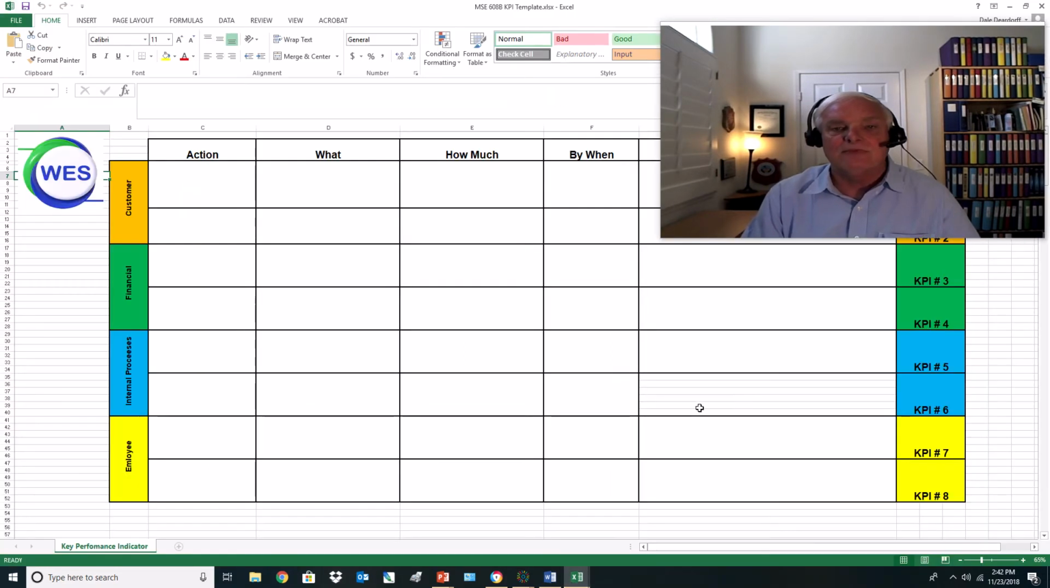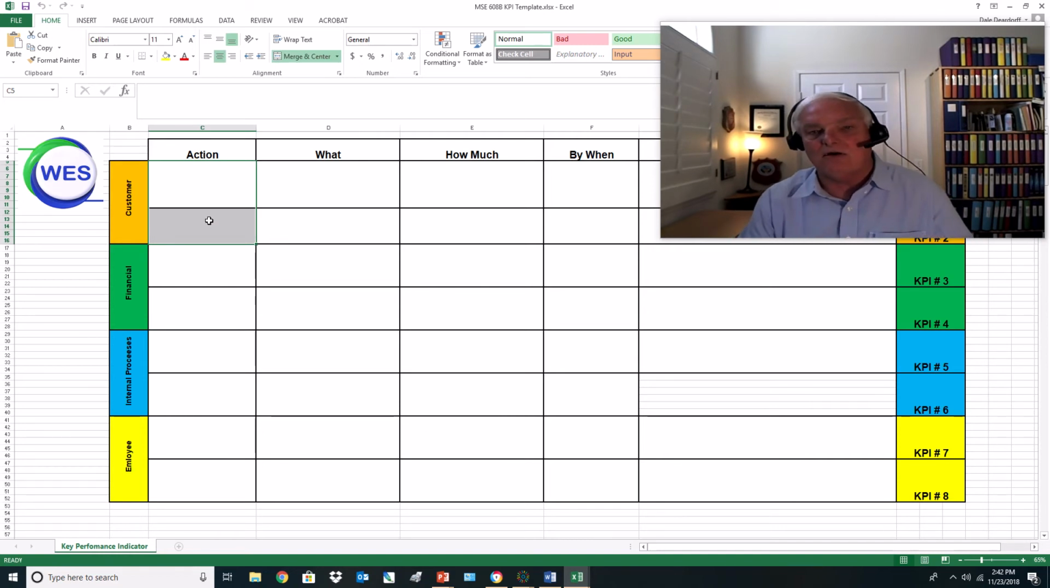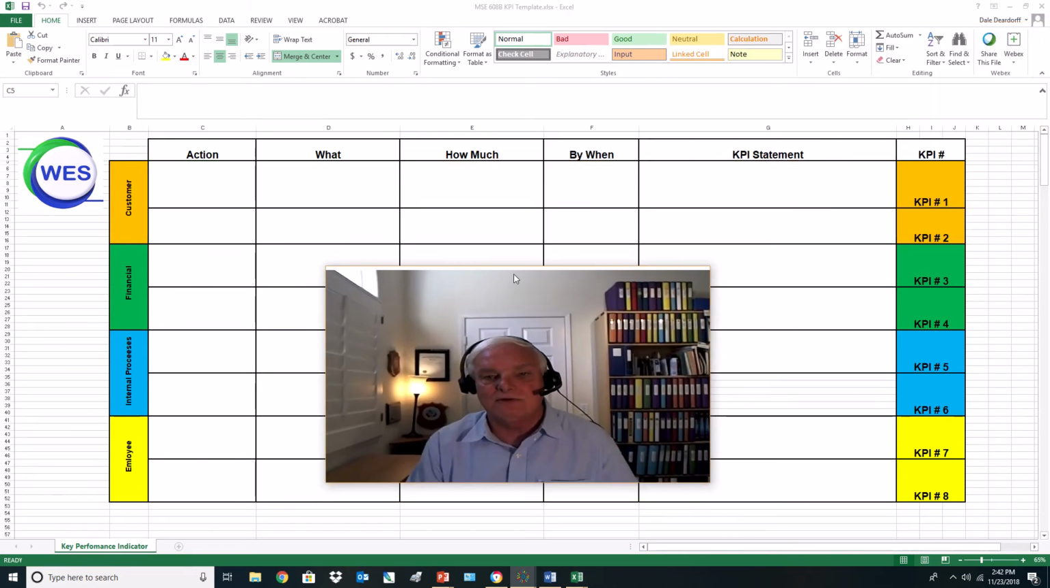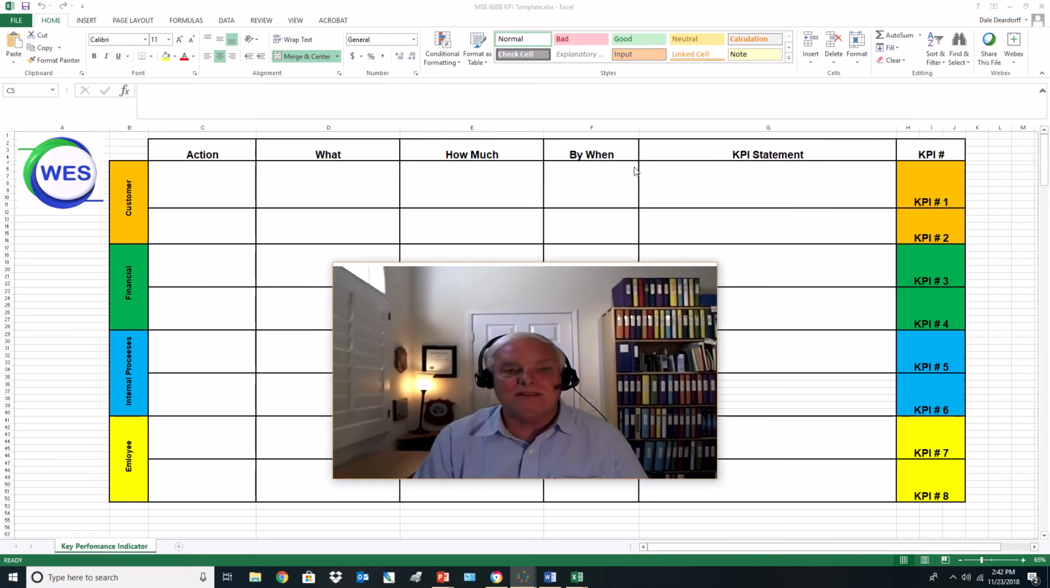Now, once you've reviewed these 2 PowerPoints, don't forget you've got the next spreadsheet that you have to put together. This is the KPI template in Excel. Once again, you will have 2 different KPIs, I'll call it, that you have to create all the way across all the information. Let me just grab this and move it over here, because the big thing is you have to create a KPI statement.